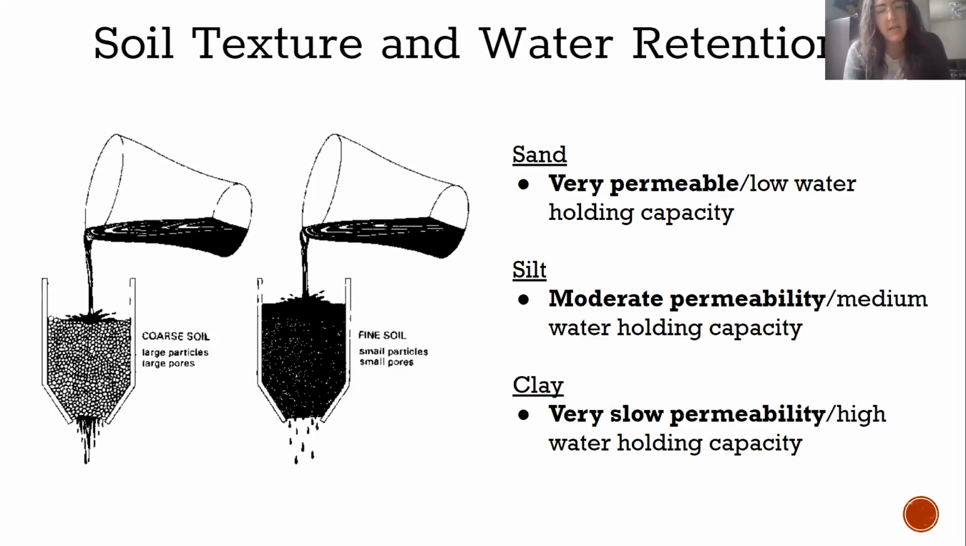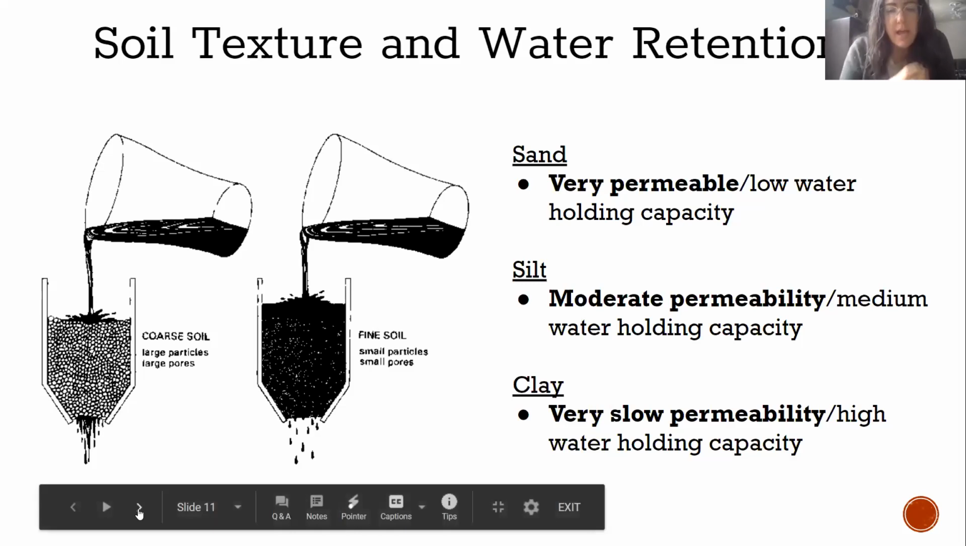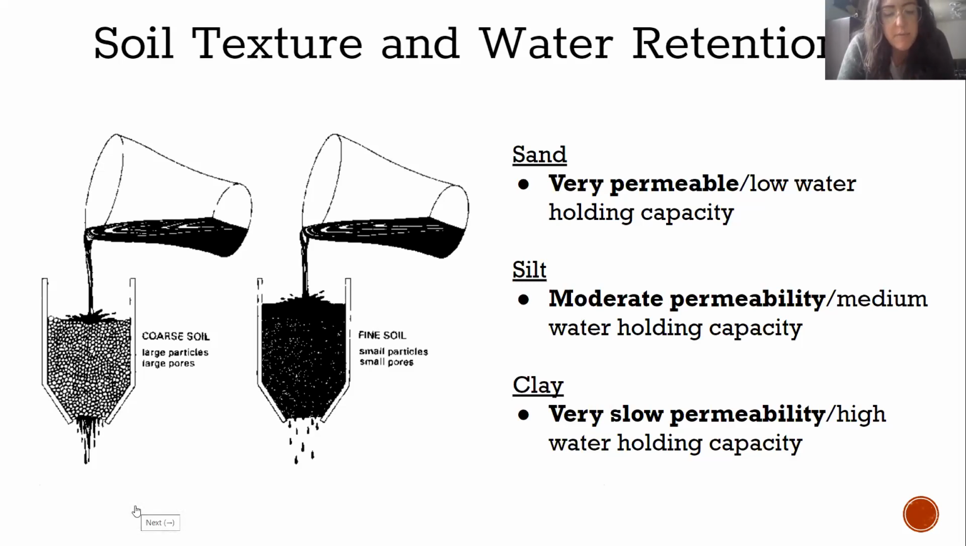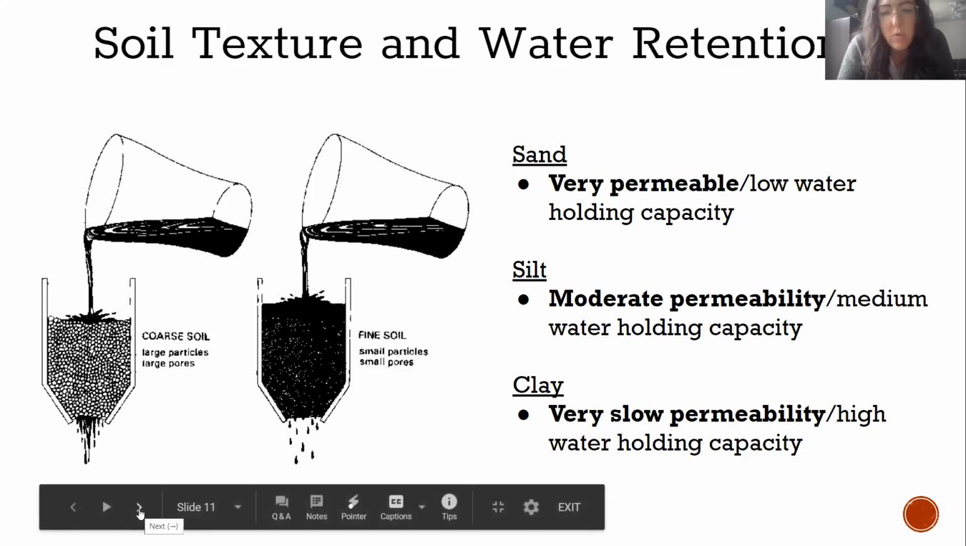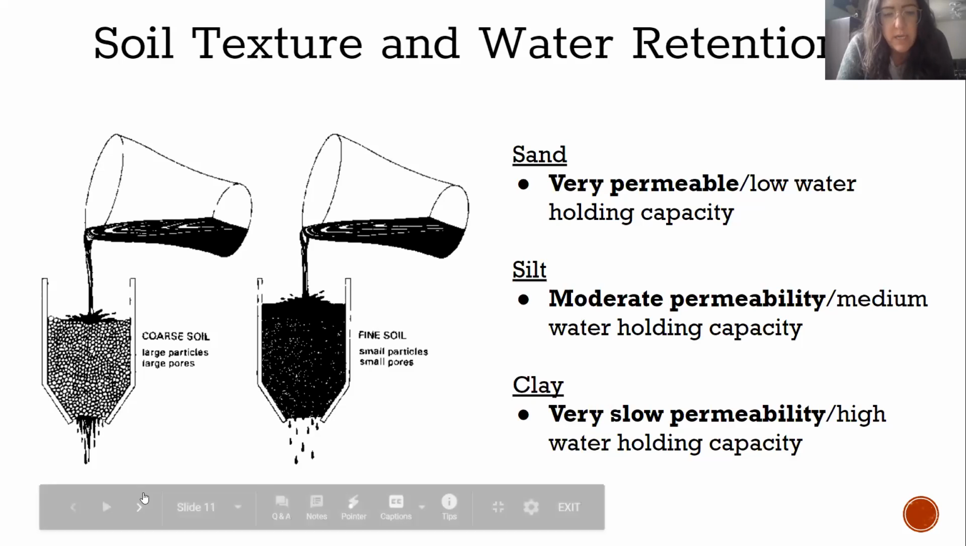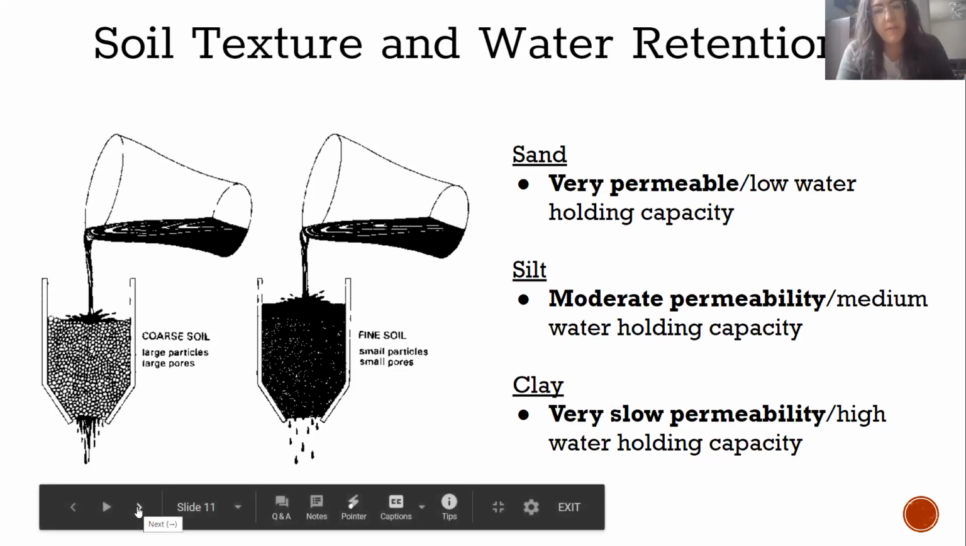And then silt is kind of in between. So clay has, in terms of its ability to hold water, a very high water holding capacity. The water moves through it very slowly. And on the other end of that spectrum, we have sand, which water moves through very quickly and has a much lower water holding capacity.